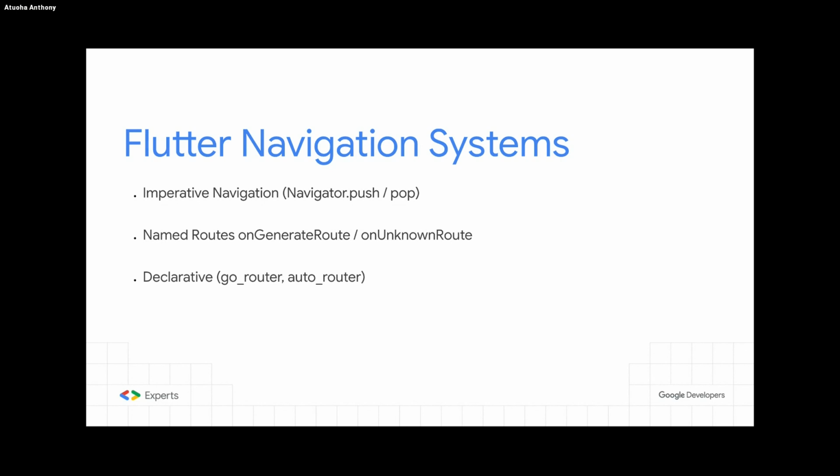I have another one, which is the declarative pattern, with packages like Go Router and Auto Router. Auto Router auto-generates your routing section. Go Router, I pick Go Router. Go Router is amazing, same as every other navigation system that is out there using the basic Navigator API. But personally, I use Go Router.